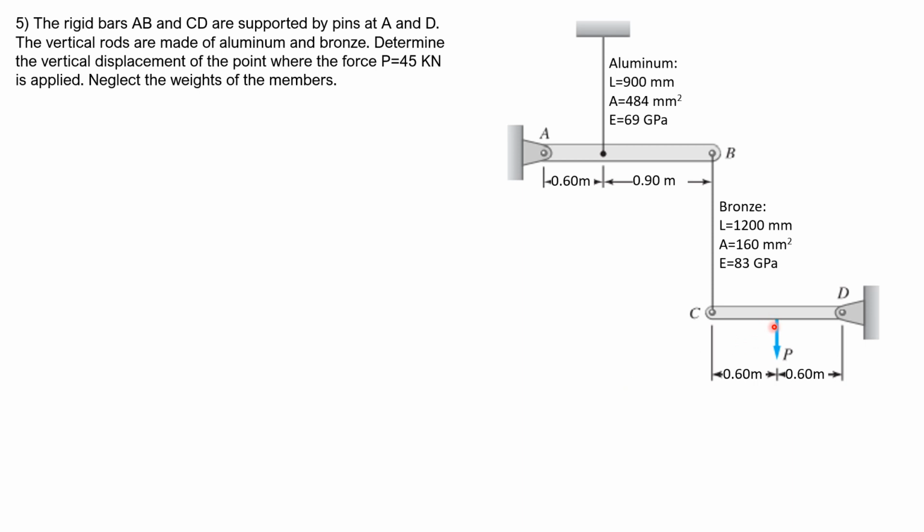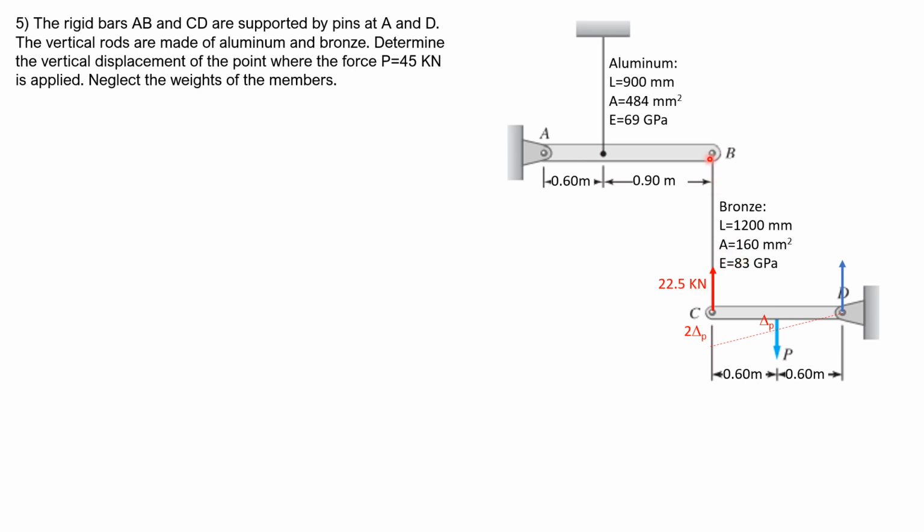So P is acting at the center of member CD, therefore we expect that the reaction or force in BC is half of P. And this is the deflected shape because P causes this bar to rotate about D. So call that delta P. And therefore, this is 2 times delta P. So that's P over 2. This is 2 times delta P. The reaction here is half of P, which is 45. So half of 45 is 22.5.